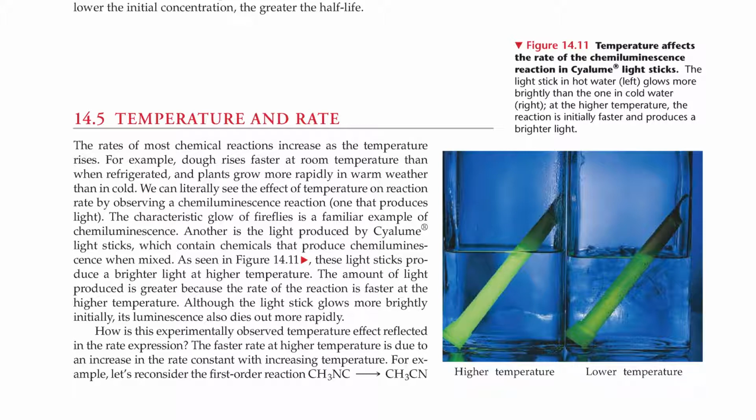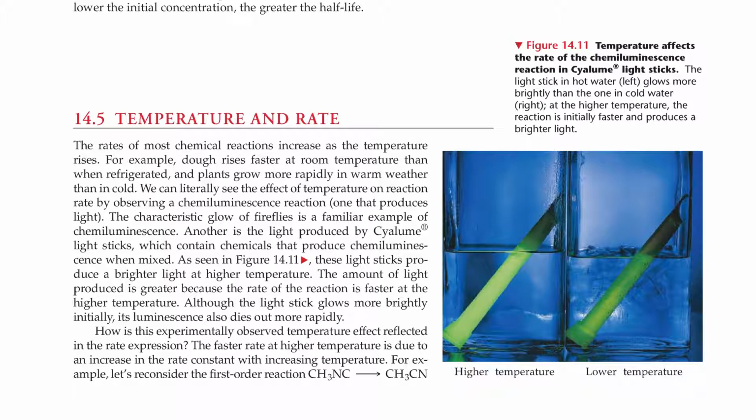Figure 14.11. These light sticks produce a brighter light at a higher temperature. The amount of light produced is greater because the rate of reaction is greater at the higher temperature. Although the light stick glows more brightly initially, its luminescence also dies out more rapidly.